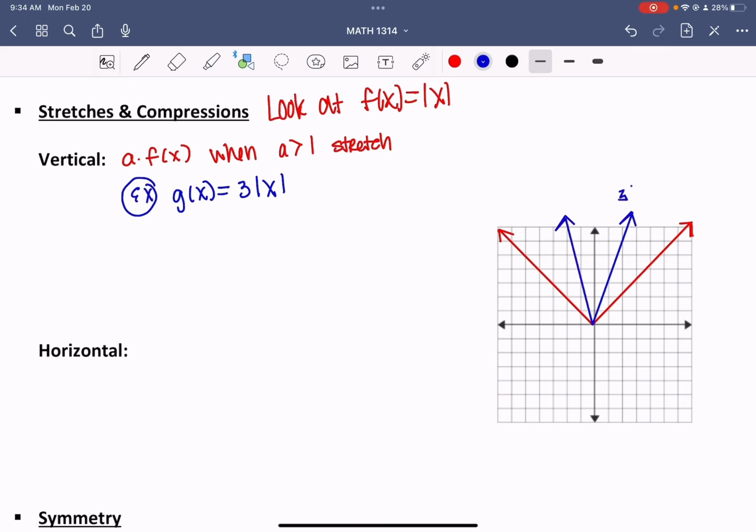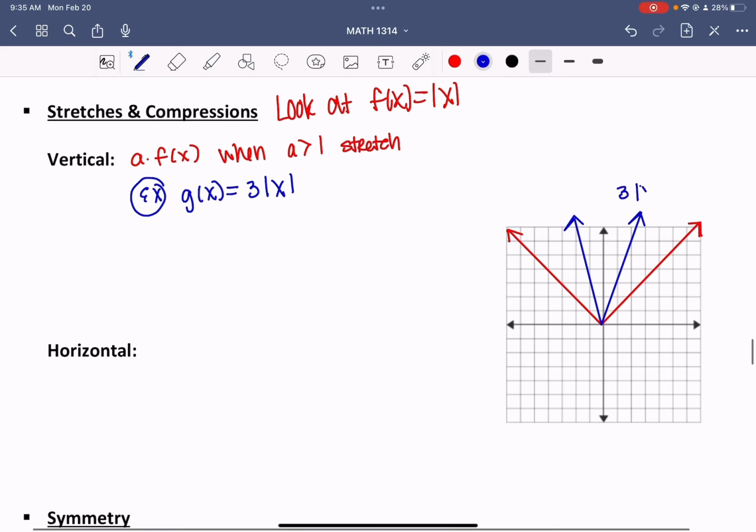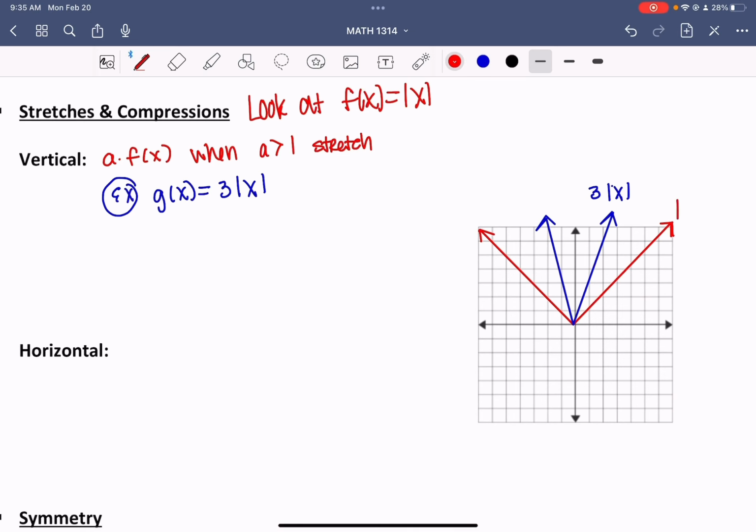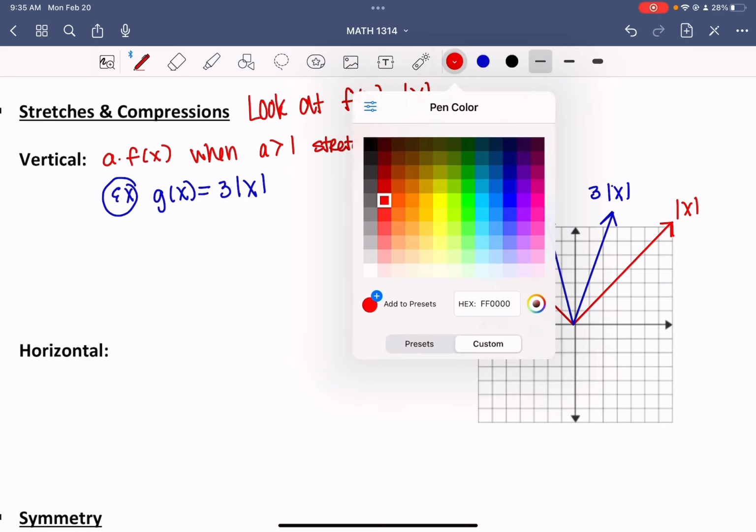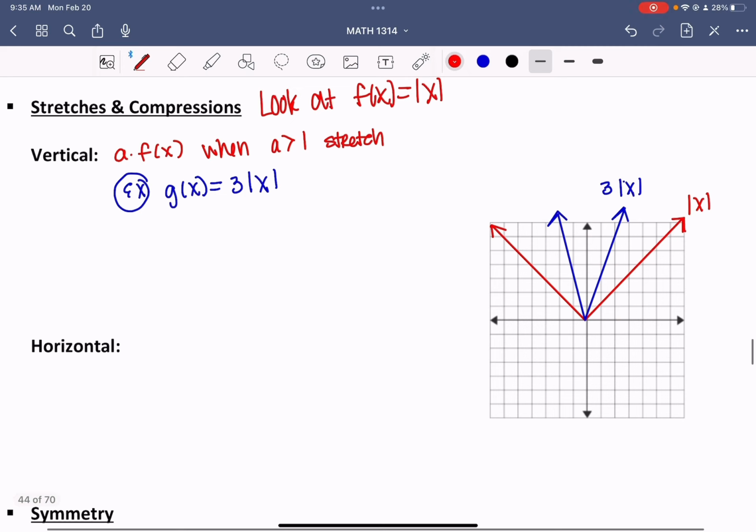And so this would be 3 absolute value of x, whereas our original parent function, this was just without that multiplier. So this is known as a vertical stretch. The next thing you would encounter is when you have, again, that a multiplier, but in this case, not when it's bigger than 1, but when a is between 0 and 1. Now what we call that one is we call it a vertical shrink. Now you'll notice that we didn't go less than 0 because that would be negative, and that goes into the reflection.